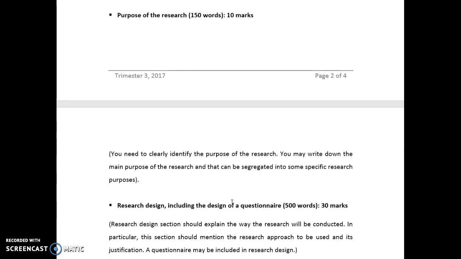The second section is the purpose of the research. Here you need to clearly write down what the main purpose of the research is. Make a very clear sentence: this is the main objective of this research. Now, the main objective can be disentangled into some specific objectives. When you are writing these specific objectives, be very mindful that you do not write anything that's not covered in the research.